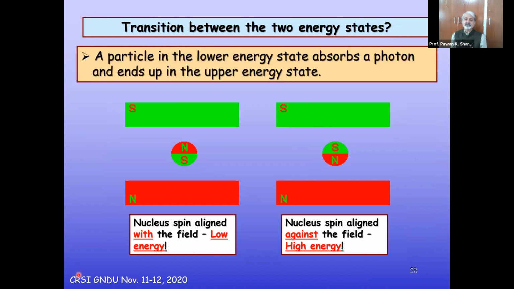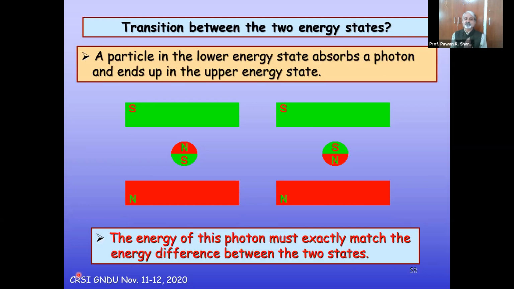How can we have it? We can have it by giving a photon. So a particle in the low energy state can absorb a photon and end up in the higher energy state. But the important thing here is that the energy of this photon must exactly match the energy difference between the two spin states. That is the important criterion here.